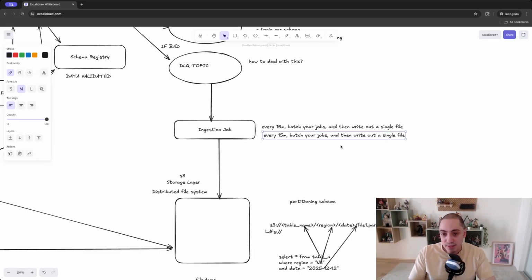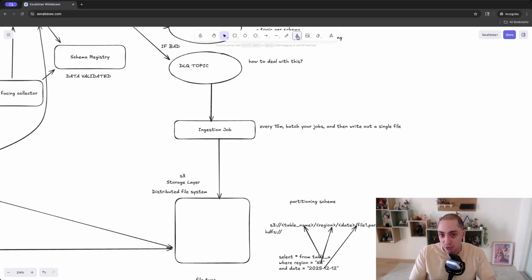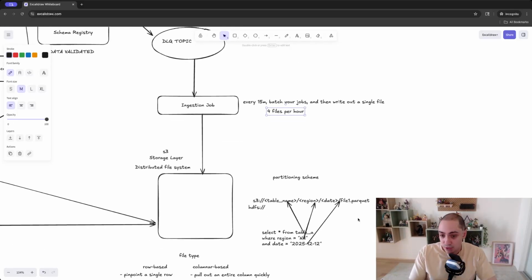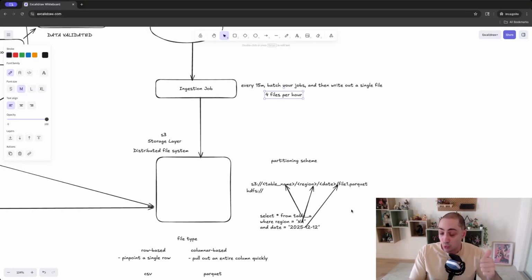There are other options. If you did it this way, for example, you're going to write 4 files per hour, essentially. And that's actually a reasonable amount. Generally speaking, that's a very good file distribution, because the size of your files does matter. You don't want them too big and you don't want them too small. Files not too big, not too small. And for that reason, you're definitely going to want some sort of structure here.